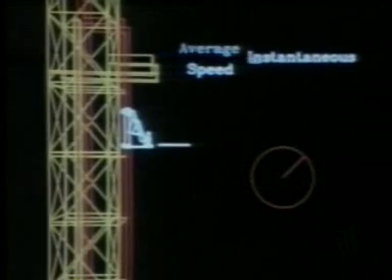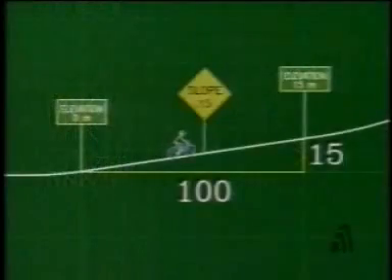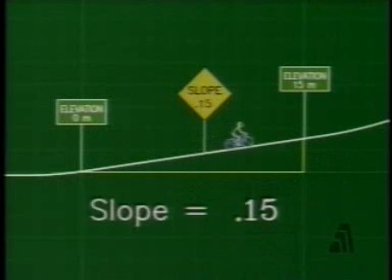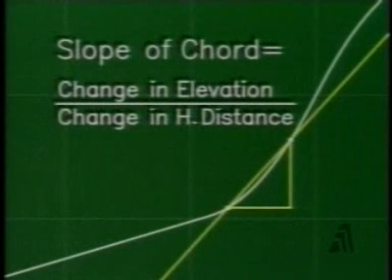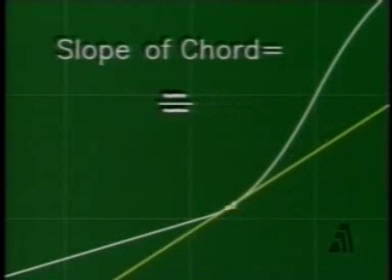Speed is the derivative of distance with respect to time. Slope is the derivative of elevation with respect to horizontal distance. In any case, a derivative is what happens to a quotient, a ratio of two numbers, as both top and bottom shrink to zero.